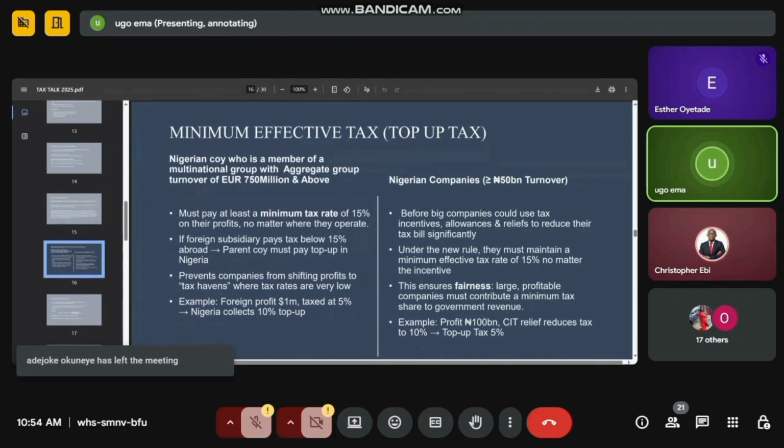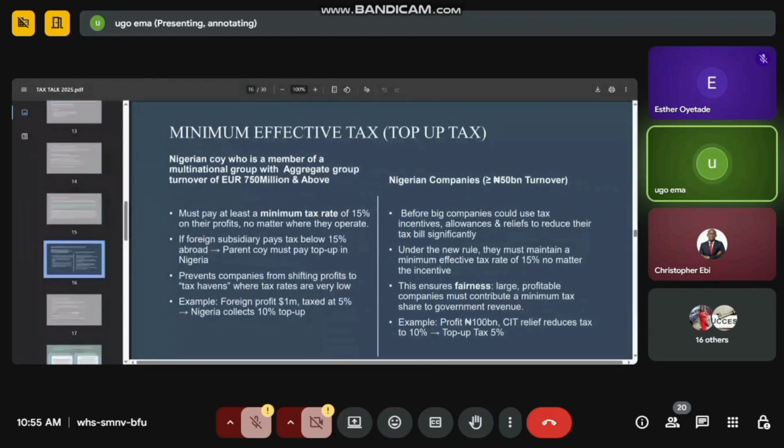And this is also helping to prevent companies from shifting profits to where tax rates are very low, or to countries that have a lot of tax holidays. So how about if you're a Nigerian company that is not a member of a multinational group? Many times big companies try to have a smart way of reducing their effective tax rate because they are large enough, they have the ability to enjoy some reliefs and allowances. So at the end of the day, they may be paying a rate that is lower than the regular 30% that should be charged on them.